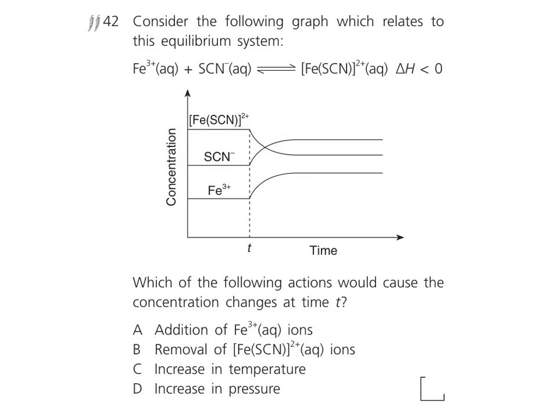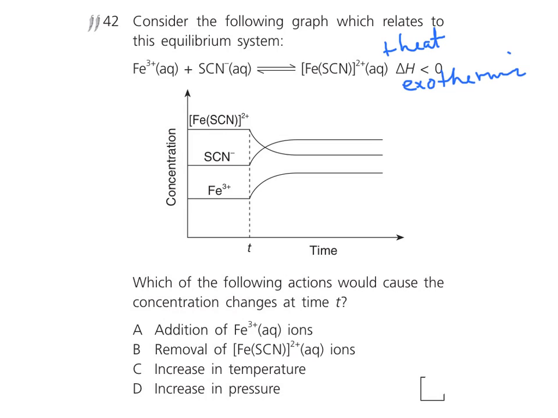Consider the following equilibrium which relates to this graph. Iron and thiocyanate are making iron thiocyanate. This is the equilibrium we saw in our lab. Delta H is less than 0 is saying delta H is negative, and that is saying the reaction is exothermic. If the reaction is exothermic, heat would be on the right-hand side of the equation. And so, which of the following actions would cause the concentration changes at time t?